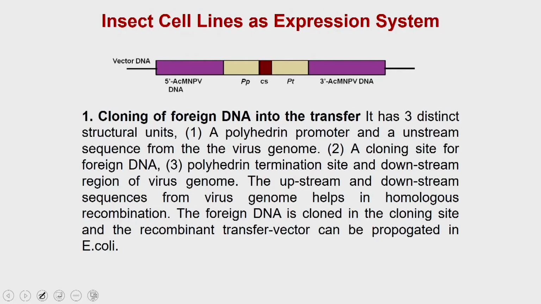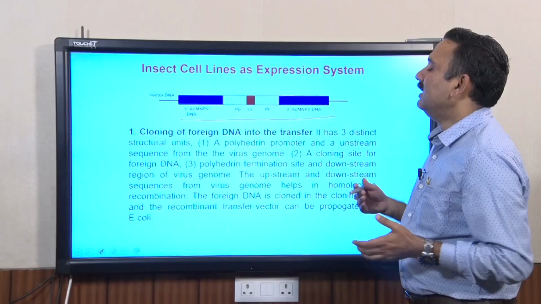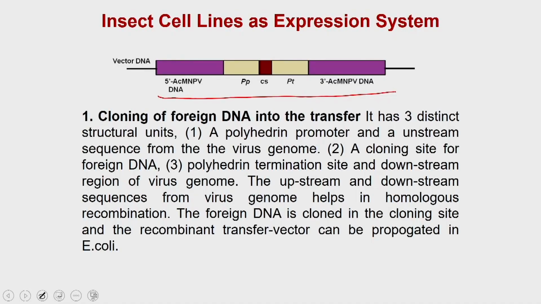We have already discussed the design of the vectors which are available in the baculovirus expression system. In the baculovirus expression system, you have a vector which contains the flanking sequences from the virus. So, you have the N terminus flanking sequences, you have the C terminus flanking sequences. In between, you are going to have the polyhedrin promoter.